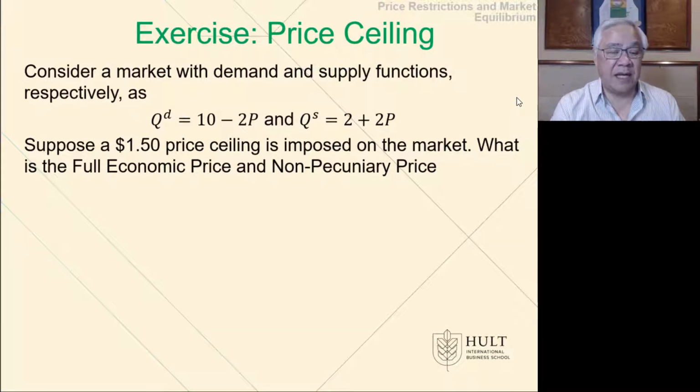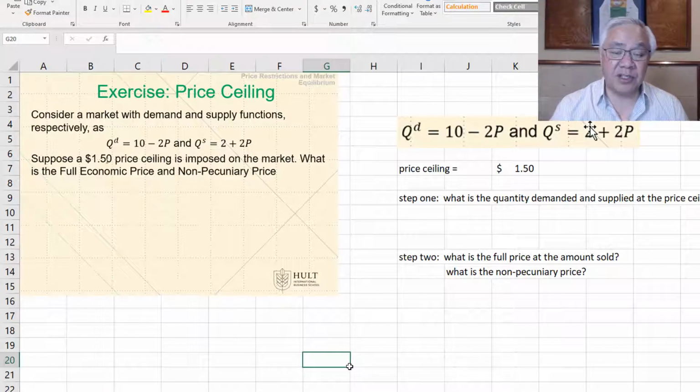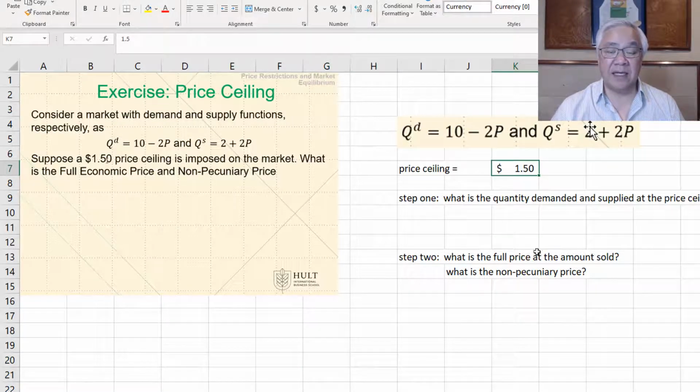Next, we do an exercise with the price ceiling. So we're going to go into Excel and replicate this example over there where we have supply and demand functions. And we're going to impose a $1.50 price ceiling. And we're going to calculate what is the full economic price and what we call the non-pecuniary price, the non-financial price that is borne. Here you see the same functions for quantity demanded and quantity supplied, with the price ceiling artificially at $1.50.